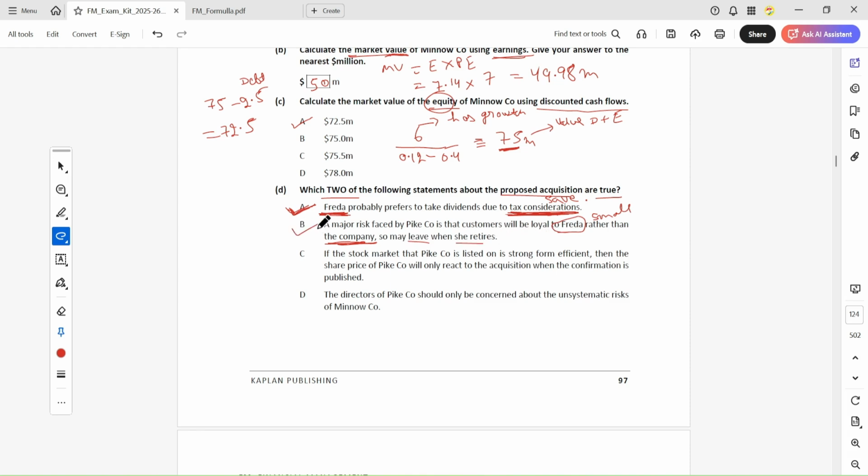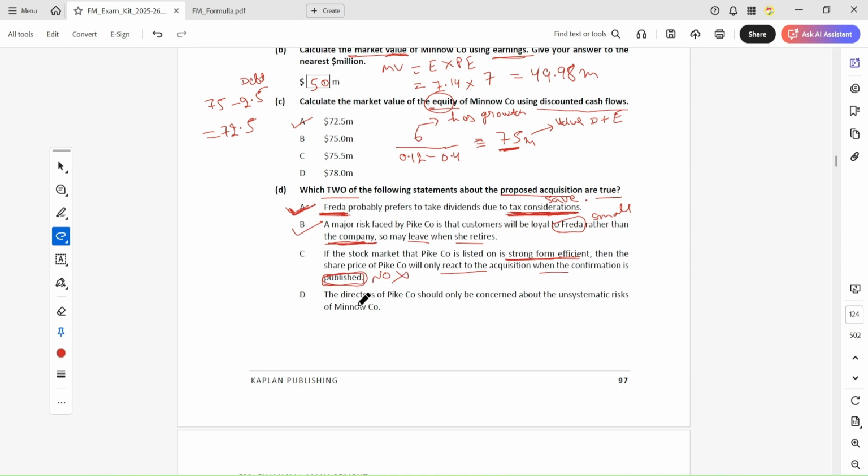This is correct. If the stock market on which the company is listed is strong form efficient, then the share price will only react to the acquisition when the confirmation is published. Now, in strong form, all the information will get reflected in the price. So not only when it is published, it will also reflect the inside information.